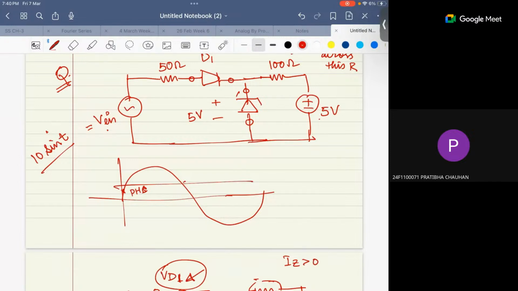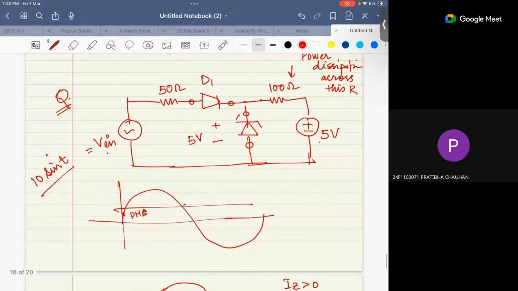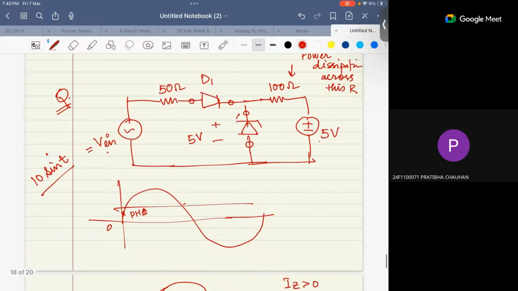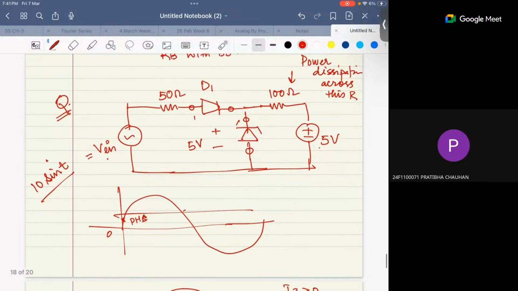So this was the problem, and what I asked was the power dissipation across this 100 ohm resistance. So you have to calculate the power dissipation. First we started with the positive half cycle. In the positive half cycle, we started with a very small voltage, and if we apply a very small voltage, P will be connected to a very small voltage, but N will be connected to some higher voltage, like here you have a 5 volt potential source, right?